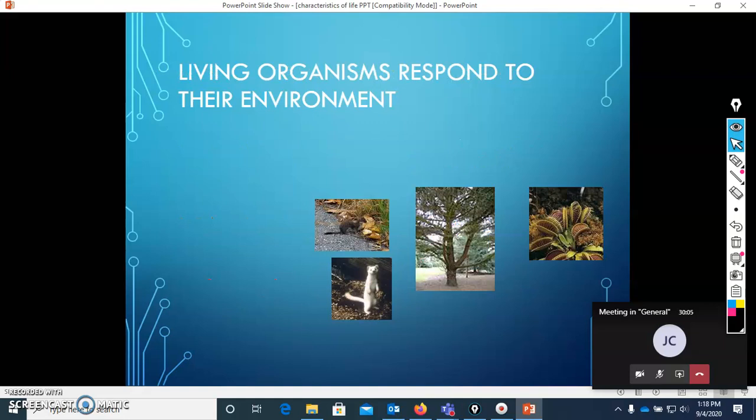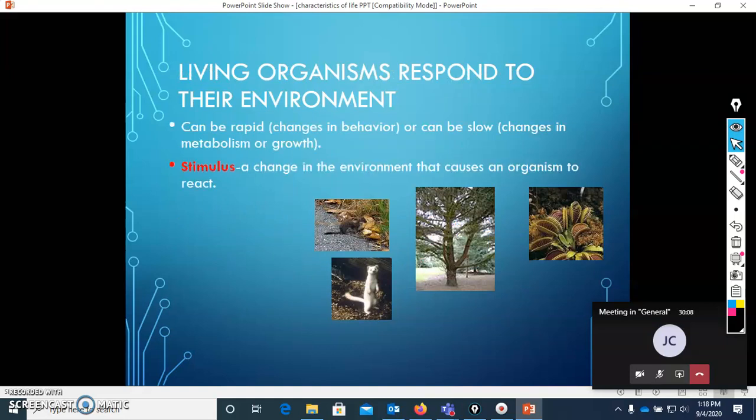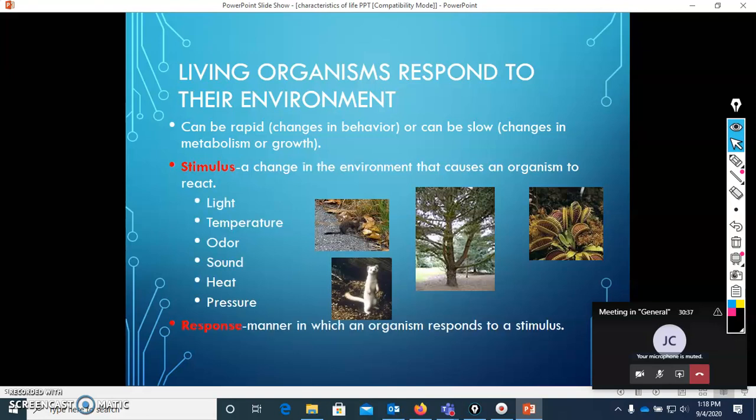Living organisms also respond to their environment, okay? These can be rapid changes, a very quick response. If you touch a stove that's hot, your hand's immediately going to pull back. Or it can be slow, like trees beginning to lose their leaves in the fall, getting prepared for winter. That's a more gradual change, but they're still responding. They respond to stimuli. A stimulus is just a change in the environment that causes an organism to have a reaction or a response.